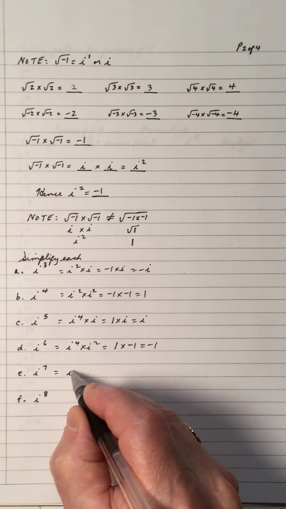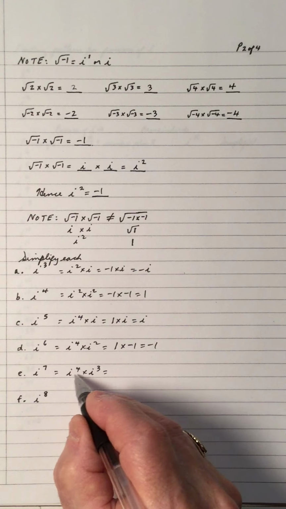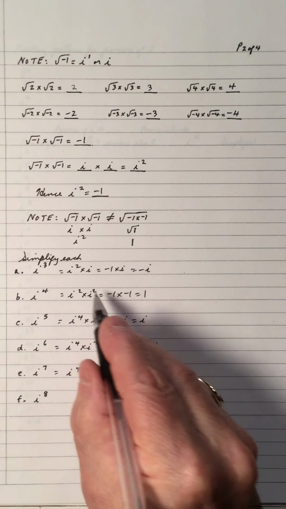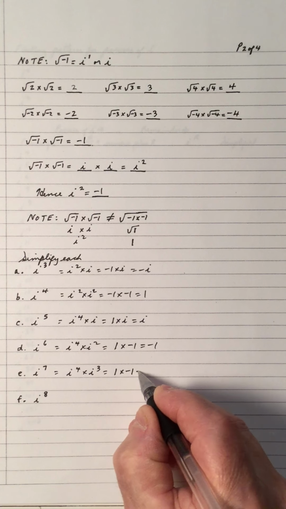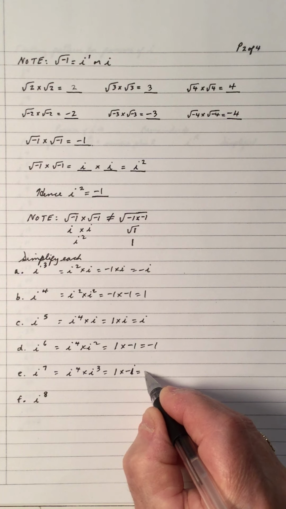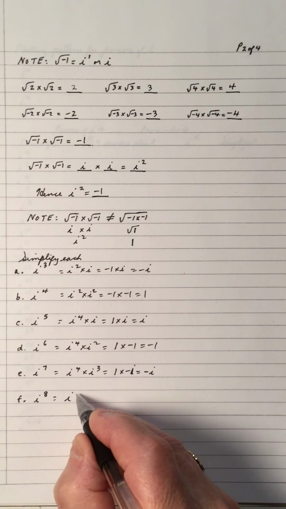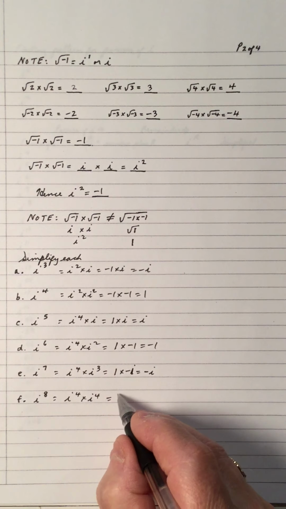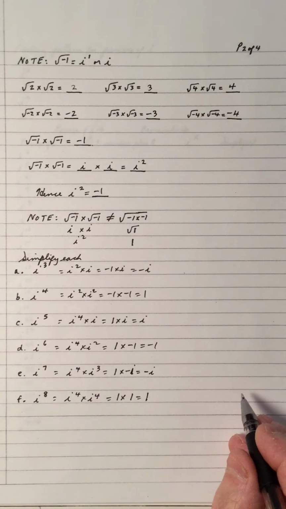And i to the 7 is i to the 4 times i cubed. Again, when you multiply like bases, you add your exponents. i to the fourth is 1, and i cubed is -i, which gives me -i. And i to the 8th is i to the 4 times i to the 4. And i to the fourth power is 1, so we get 1 times 1 is 1.